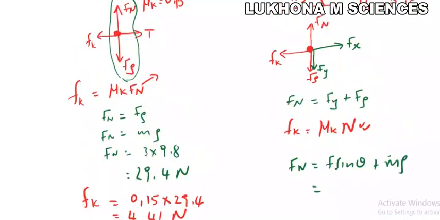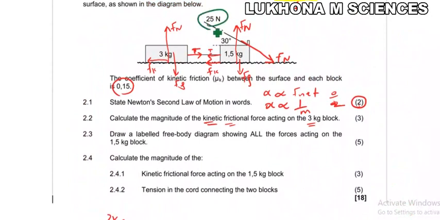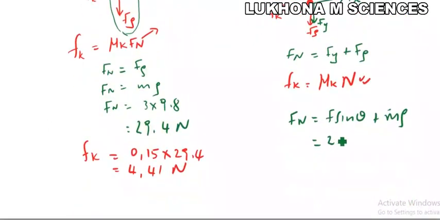Now let's substitute. The force that was applied on this object was equal to 25 at 30 degrees. So the force there is 25. So we have 25 sine 30 plus the mass, which is 1,5, times 9,8. So let's press the calculator. Then the answer is 29,20.